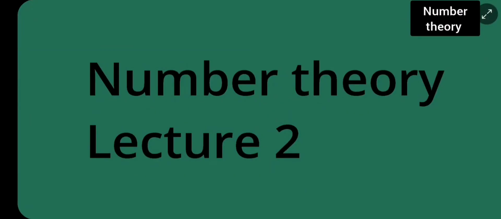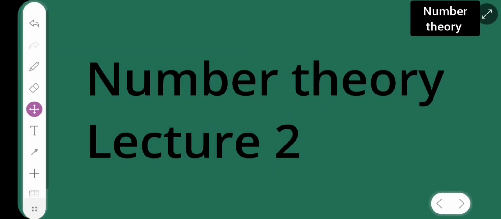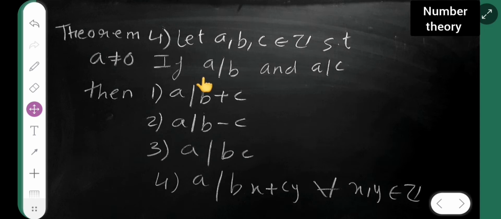So this is the number theory lecture 2. Let me start with some theorems. This is theorem number 4. Let a, b, c belong to Z. These are integers, right? They belong to integers such that a is not equal to 0.